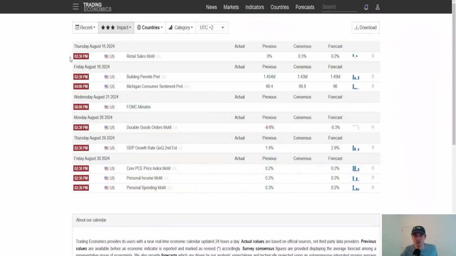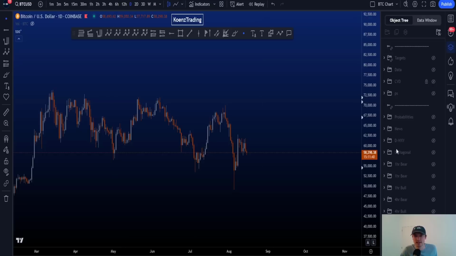Now, when we then look at the news today, we still have a little bit of news. 2:30 p.m. Central European time. Make sure you trade safe around that hour.